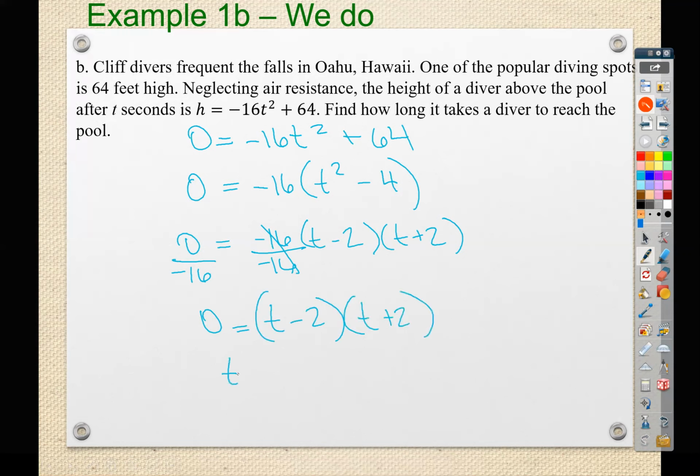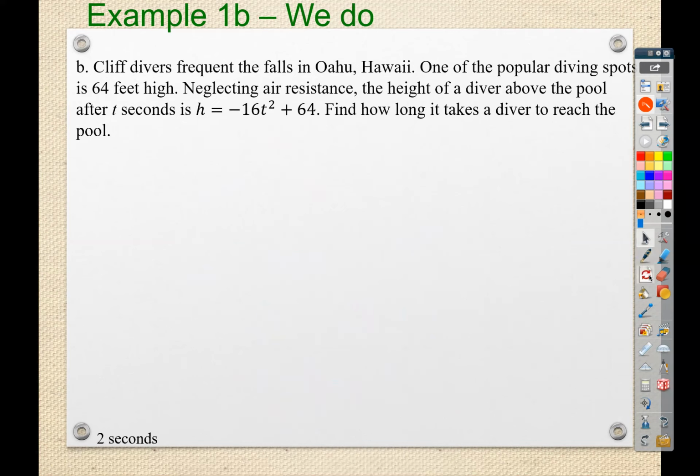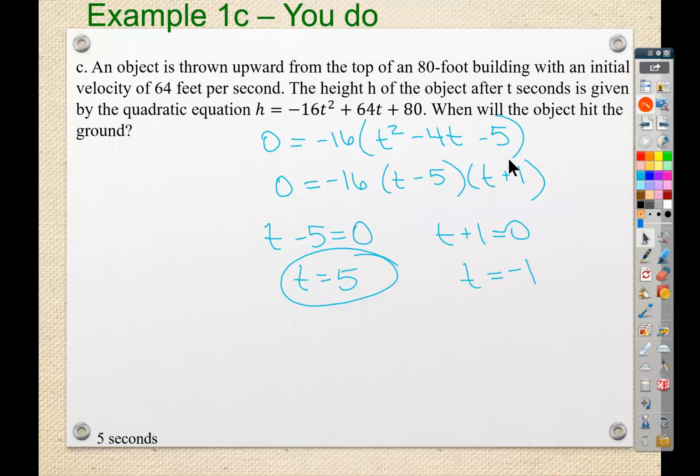So you just get t minus 2 equals 0 and t plus 2 equals 0. So your time would be 2 or negative 2, but you can't have negative 2 seconds. So your answer is it takes 2 seconds for the diver to reach the pool. Okay, you go ahead and do this one. And you should have gotten 5 seconds. So if you need to pause this and see how I did that, go ahead.